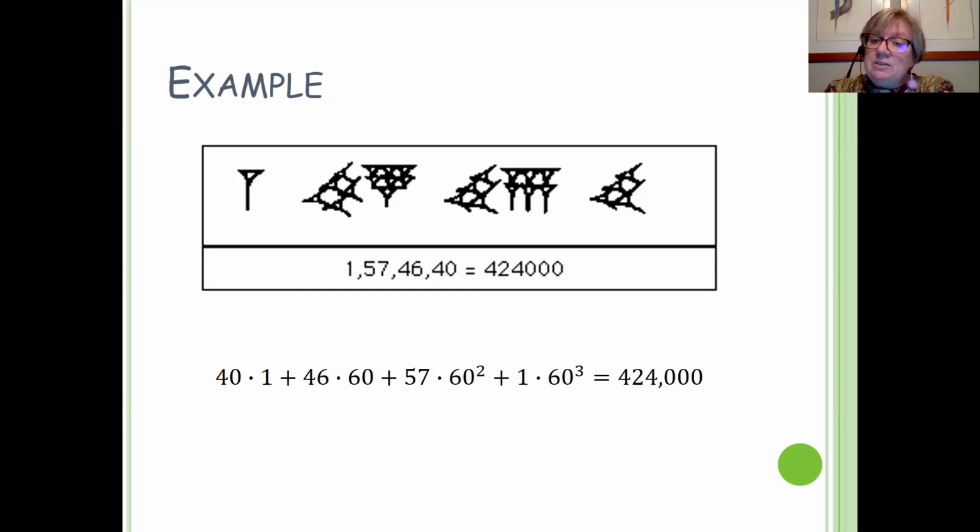So the value of this number would be, 1, 2, 3, 4, that's 40 in the ones place. And then 46 is in the 60s place, so I've got 46 60s. And then I've got 57 in the next place, so that's going to be 60 squared. And then I've got 1 in the next place. That's going to be 60 to the third. And when I do all my arithmetic, I get 424,000.